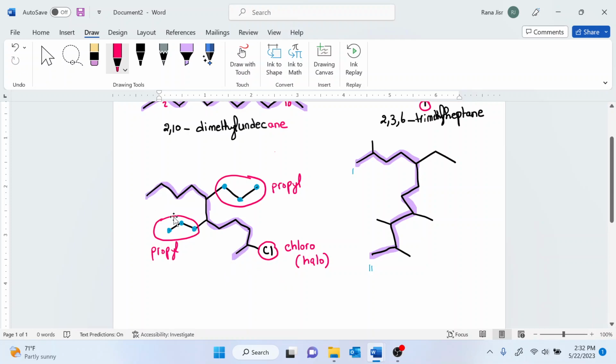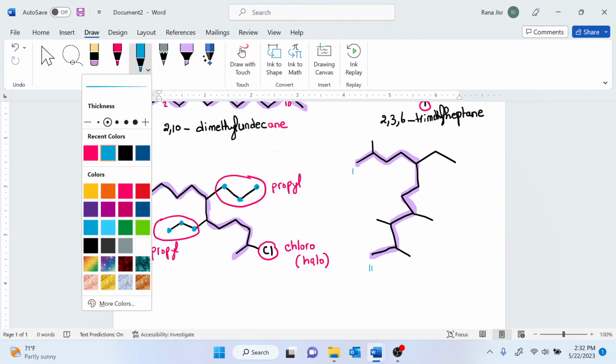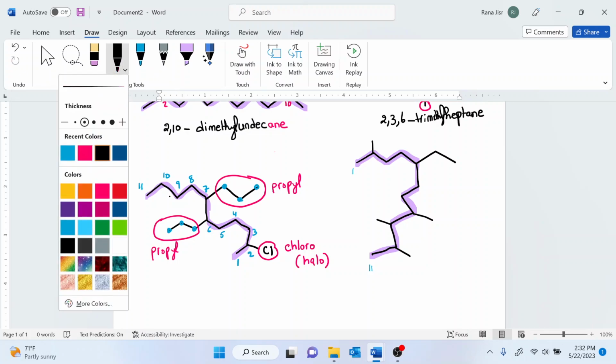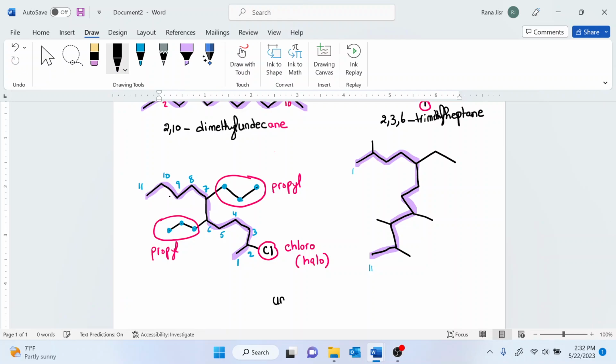So you have here two sides you can start your numbering with. I'm going to start with the side that is closest to my first substituent. So here I'm going to end up having my numbering to be carbon 1, 2, 3, 4, 5, 6, 7, 8, 9, 10, and 11. So this is an 11 carbon chain, so it's going to be an undecane at the end.